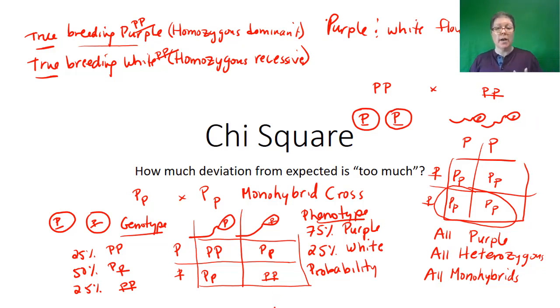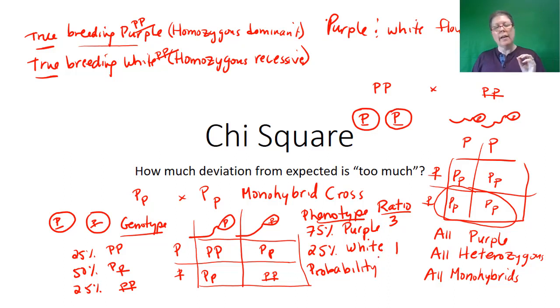We would expect a ratio of 3 to 1 purple to white. So if we were to count 100 seeds that were the product of these two individuals mating, a monohybrid cross, with that 100 seeds, we would expect approximately 75 purple seeds and 25 white seeds.